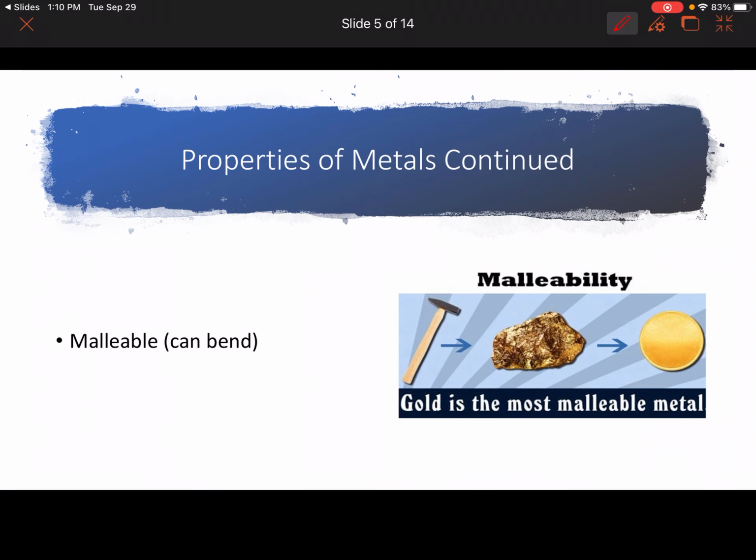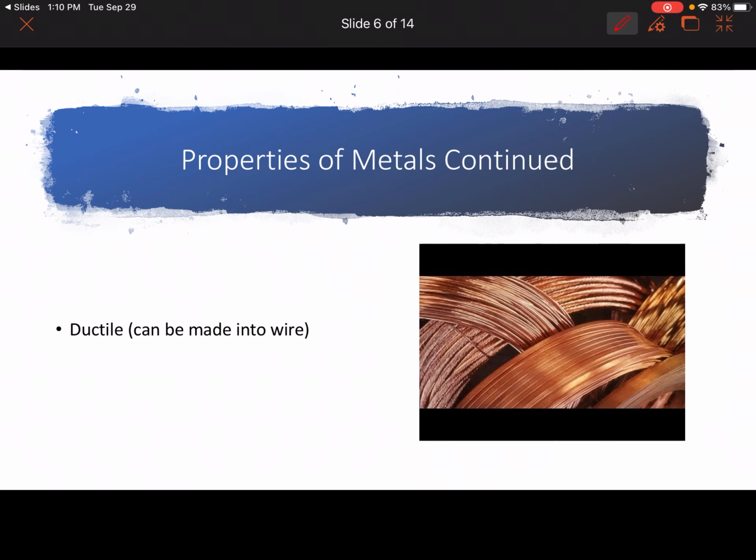Now, we also know that metals are malleable. So a lot of these terms will be new for you, so you gotta make sure you can learn them. So if something is malleable, that just means that we can bend it. And here, gold is the most malleable metal. So as you see here, we've got a piece of gold, and you can hammer it out into this thin, like gold foil, right? And that can bend. So that's a property of metals.